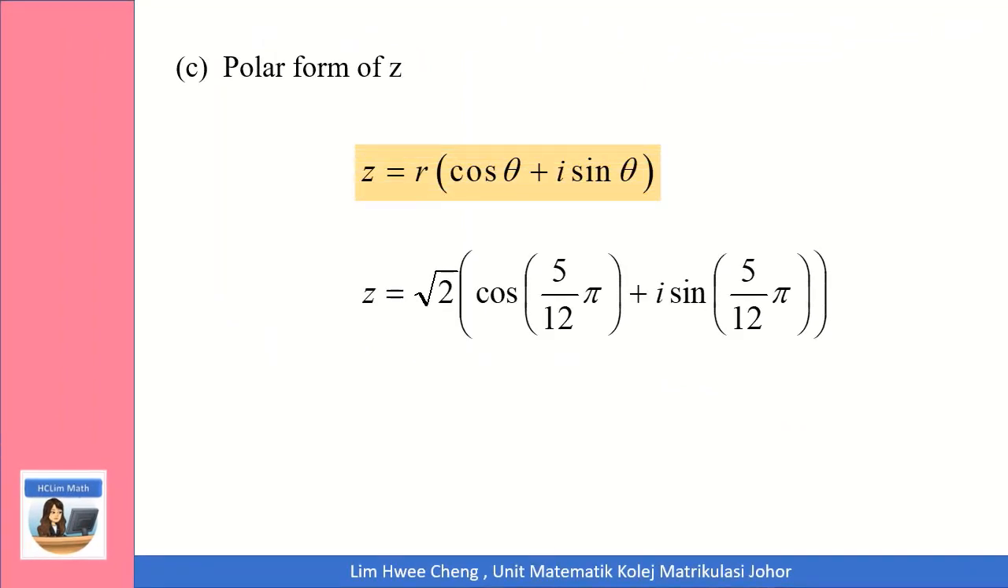Part C, to transform the complex number into the polar form, we use the formula r multiplied by cos theta plus i sin theta. Remember, r is the value of the modulus and theta is the value of our argument. So you just substitute the corresponding values to get the polar form of z.